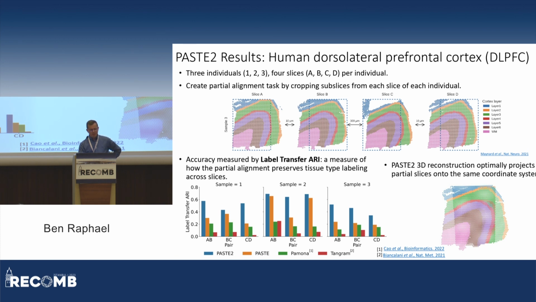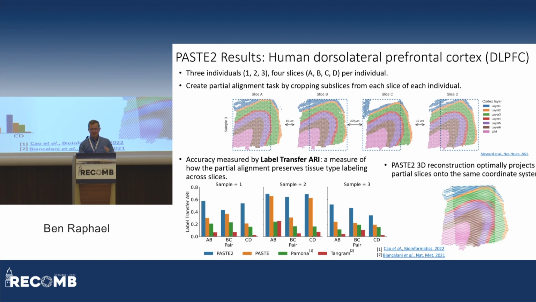And we see PASTE2 here in blue with the highest value of this measure, which we call the label transfer accuracy, beating our original method PASTE and 2 other methods, Pomona and Tangram, that are made for aligning single-cell RNA-seq data sets that don't use the spatial information. So without the spatial information, not performing nearly as well.